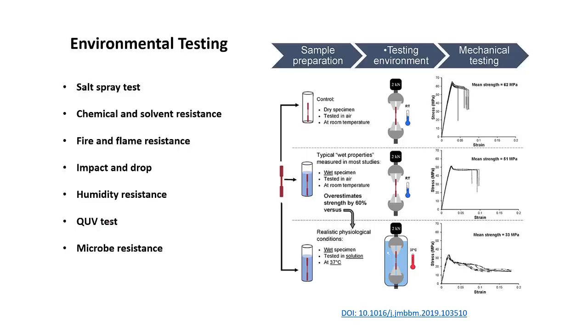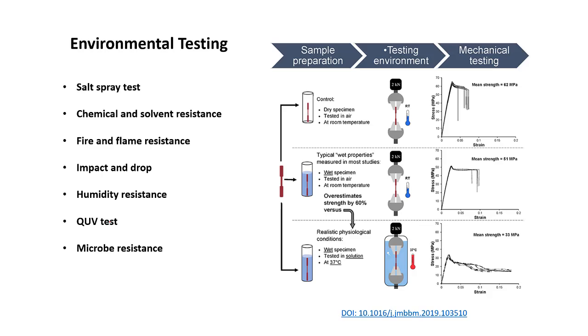Then we have environmental testing. Environmental testing is again of different types: salt spray test and chemical and solvent resistance test. The salt spray test is basically to check the corrosion property of the material, and then we have chemical and solvent resistance. If we want to know whether a material reacts with a particular chemical or solvent, then we can check with the chemical or solvent testing.